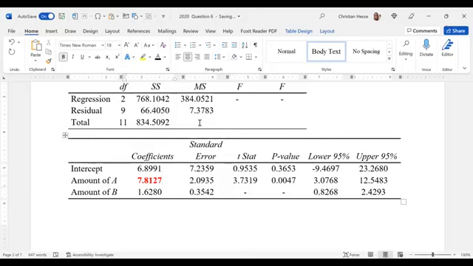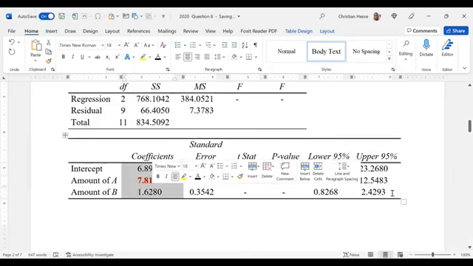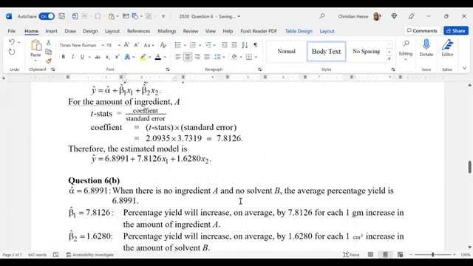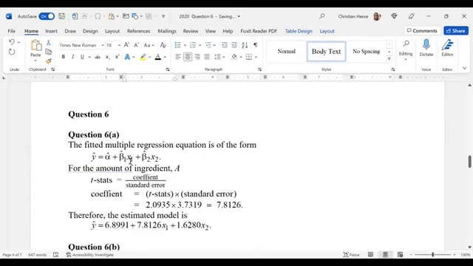Good. So since we have provided a coefficient here, we can easily write our model. To write your model, you need the coefficient, but one is omitted. To determine the one which is omitted, you multiply the standard error by the t statistic, and that will give you the omitted one. So that's how I did this one. So the model is like this. X1 is the amount of A and X2 is the amount of B.